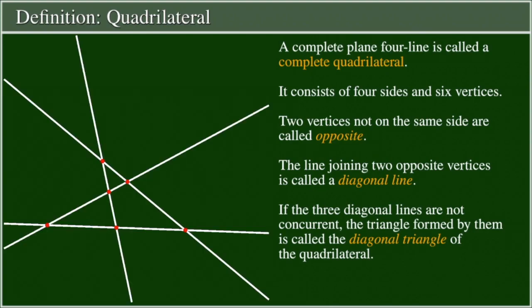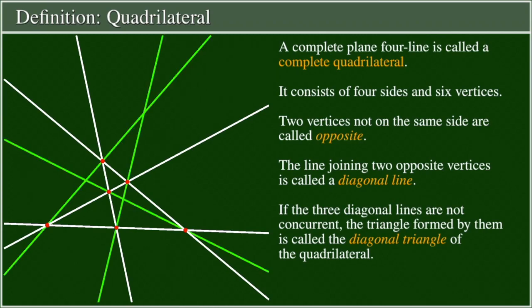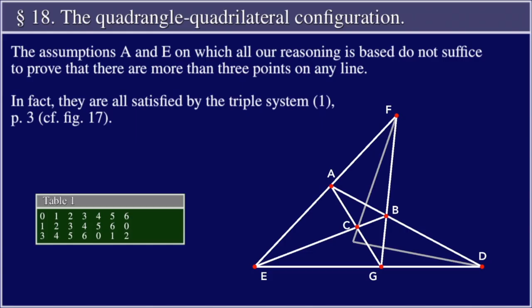On the right, definition: a complete plane four-line is called a complete quadrilateral. It consists of 4 sides and 6 vertices. 2 vertices not on the same side are called opposite. The line joining 2 opposite vertices is called a diagonal line. If the 3 diagonal lines are not concurrent, the triangle formed by them is called the diagonal triangle of the quadrilateral.